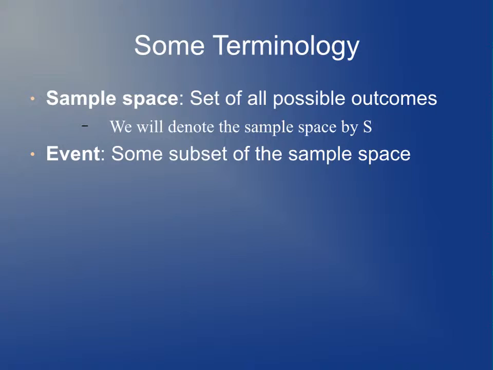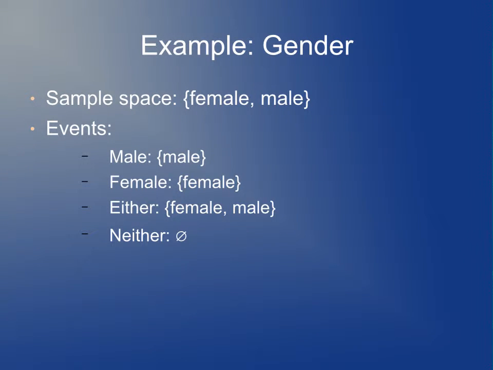So here's some terminology. Again, don't worry too much about the details, but I'll be using it through the rest of this discussion. First is the sample space, which is the set of all possible outcomes that we will denote by S. An event is some subset of the sample space. For example, say I randomly select a person from this class and look at their gender. One possibility is that I select someone male, another possibility is they're female, or I could consider the event they're either male or female, or I could consider the possibility that they're neither male nor female.